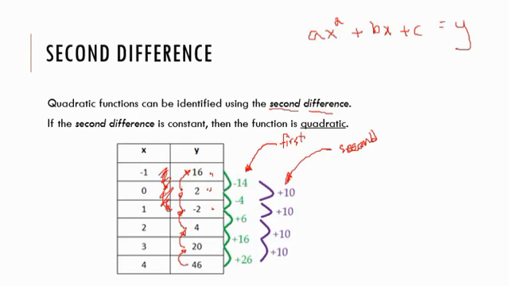So 26 minus 16, that gives me 10. 16 minus 6, well, that gives me 10. 6 minus a negative 4, so it's really 6 plus 4. Oh, wow. That gives me 10. 4 minus a negative 14, so it's really 4 plus 14. Wow, that gives me a positive 10. Since all of these are constant, then yes, this is a quadratic function.